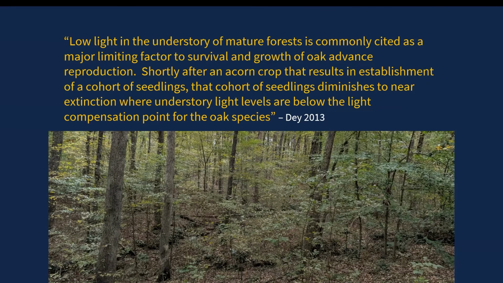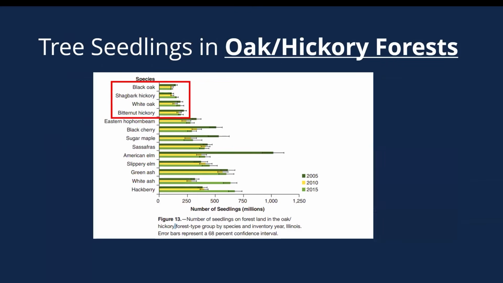So shortly after an acorn crop, that results in a bunch of seedlings getting established. Those seedlings just diminish to near extinction because the light levels are below what they can grow in. And that's really the heart of our oak regeneration problem, is that these forests are very shaded. We're not getting the oaks to establish. And so we see this even with the data that's out there.